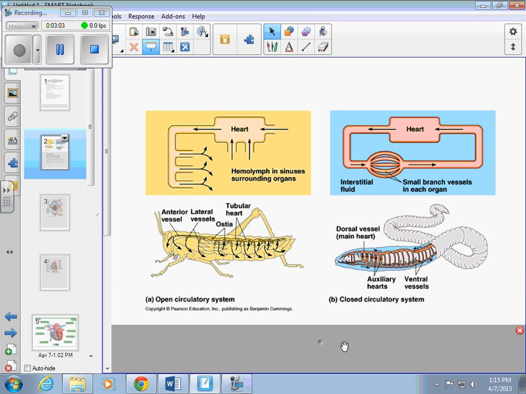And you have a picture in your packet, and I think it's right over here. Yep, you have a picture of the difference between an open and a closed. The grasshopper is a good example of an open. And then the closed, we'll get to the human in a minute, but an earthworm is an example of a closed. They actually have not even one heart, but they have these aortic arches, as they're called in an earthworm. And there's multiple little hearts in here that are helping to circulate that blood.